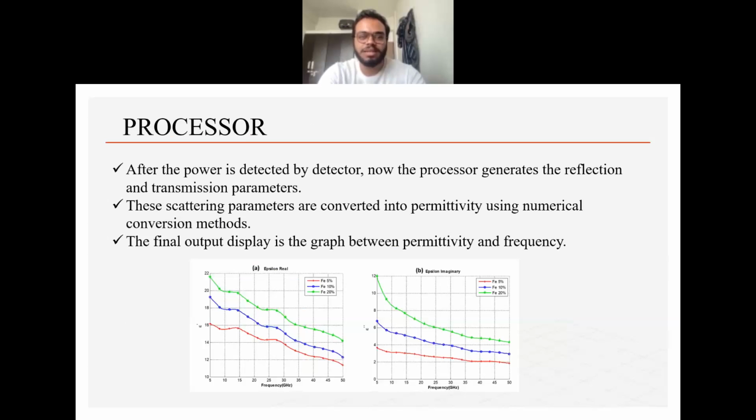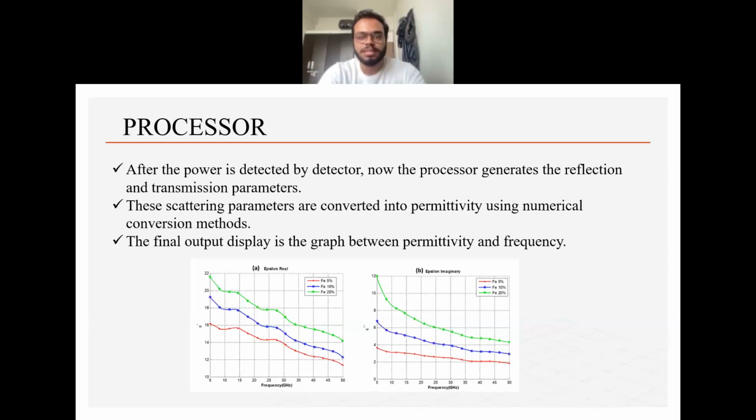In the ancient methods, as the equipment and the techniques are not that sophisticated, the graphs are plotted between the S parameters and the frequency. So we then use numerical conversion methods to find the permittivity by taking the S parameters from the graph. In modern times, the equipment is more sophisticated. We directly obtain the graph between the permittivity and the frequency as the final output.